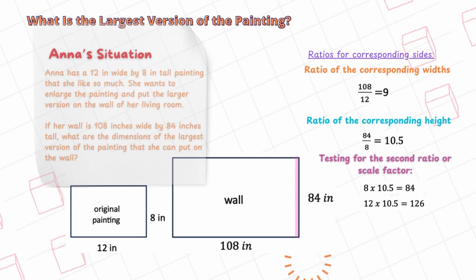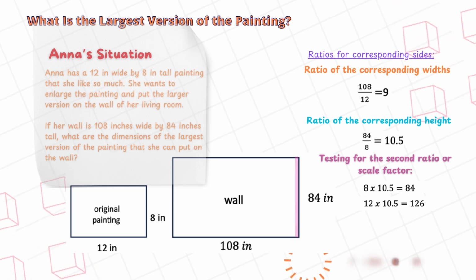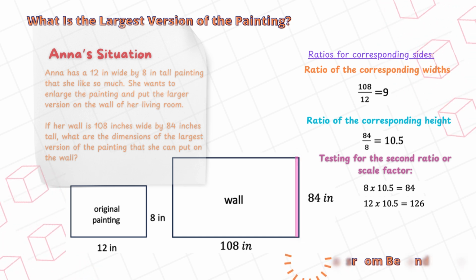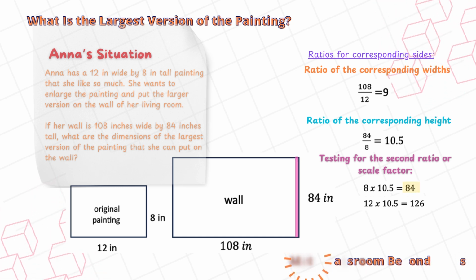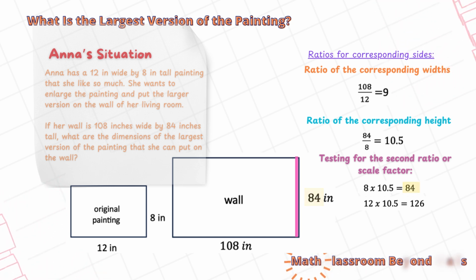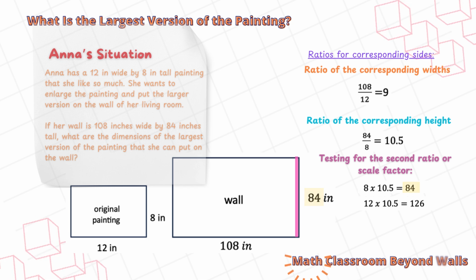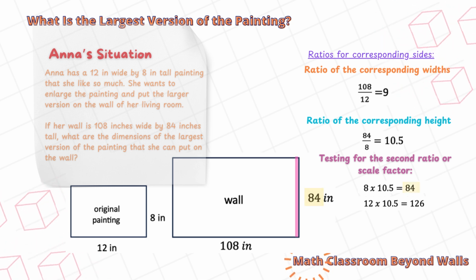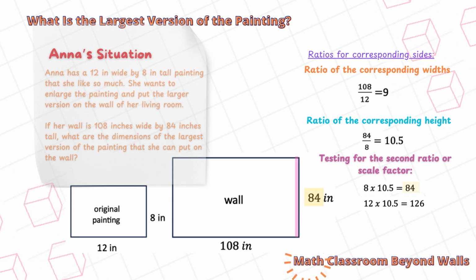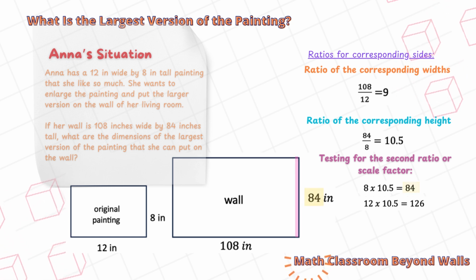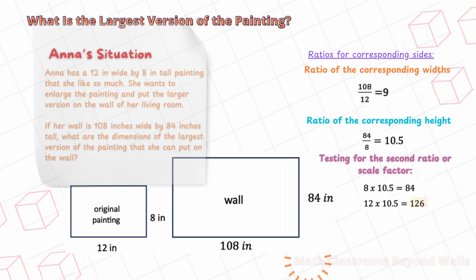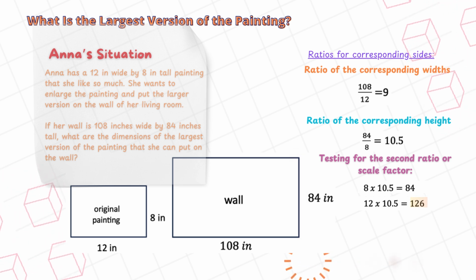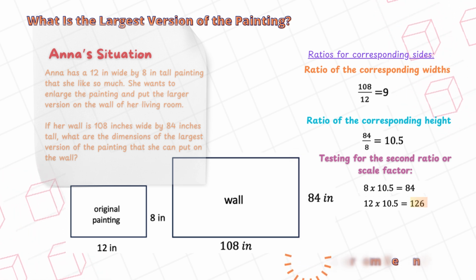The height of the enlarged version with the ratio or scale factor of 10.5 is 84 inches. This is exactly the height of the wall. This will be a taller version of the painting compared to that when the scale factor of 9 was applied. Let us look at the width this time. The width with the scale factor of 10.5 is 126 inches.